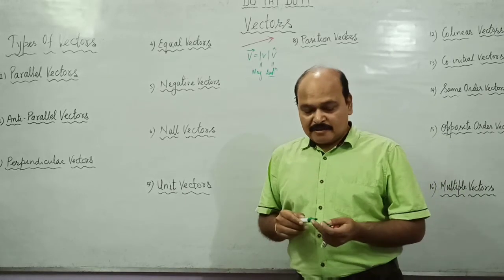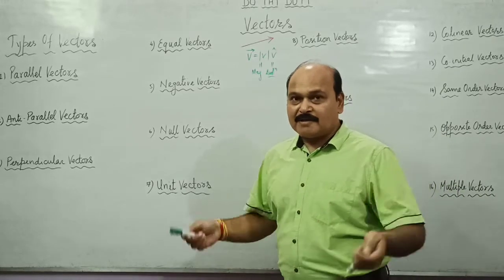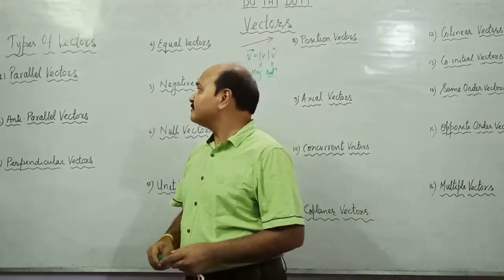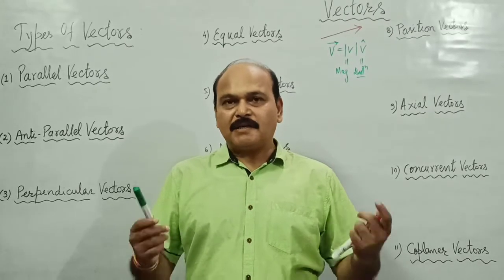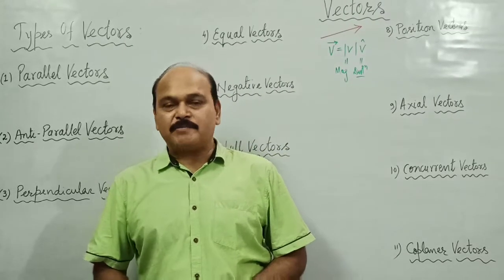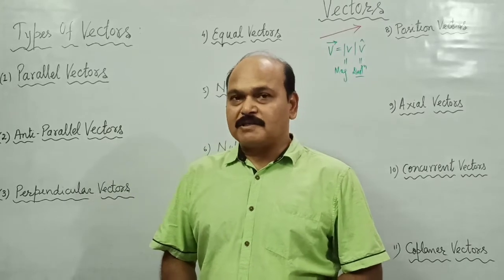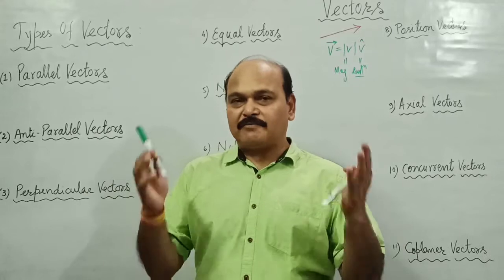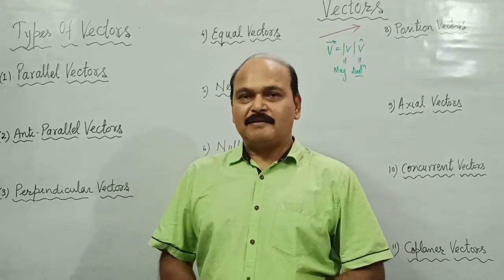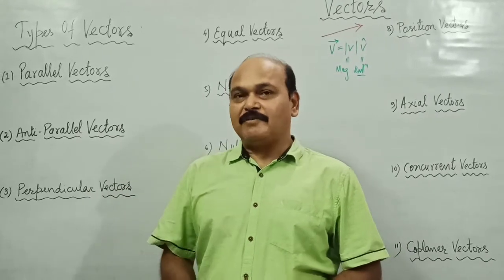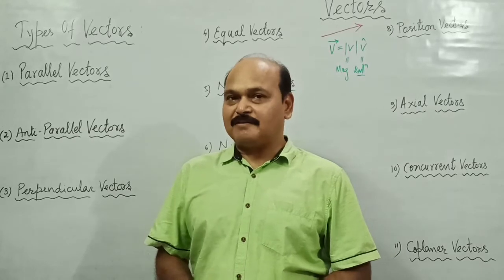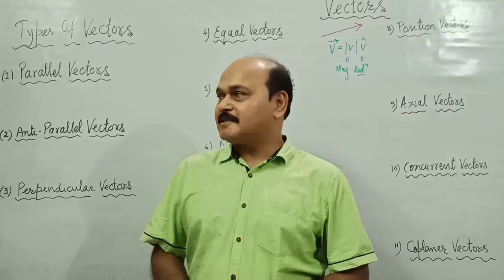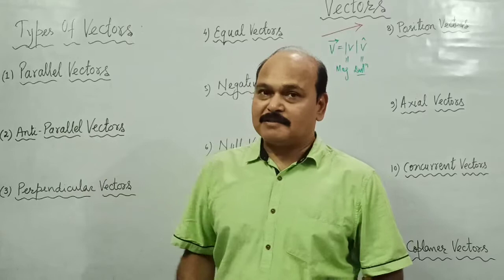So let's go ahead with our various types of vectors. Today there are over 16 different types of vectors we are going to discuss. And all these various types of vectors are very simple. Their nomenclature itself explains what type of vectors they are. So let us start with parallel vectors.